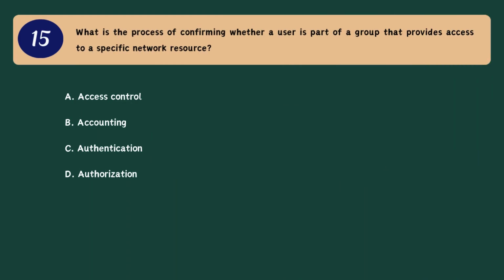Question 15. What is the process of confirming whether a user is part of a group that provides access to a specific network resource? A. Access control. B. Accounting. C. Authentication. D. Authorization.